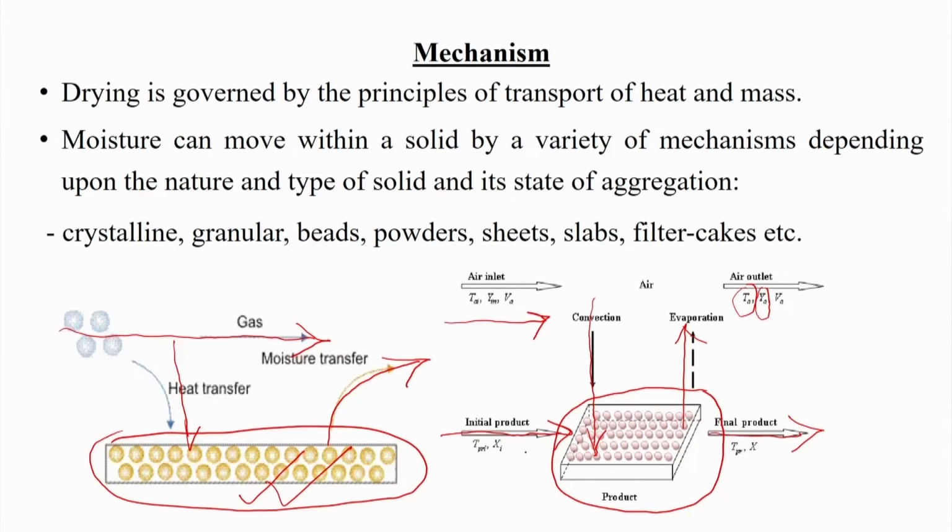If the moisture content in the initial product is Xi, and at any time as it comes from this product it is X, then the moisture content will definitely decrease from Xi to X. So Xi will be greater than X, because our target is to remove the water vapor from the initial material, and we will be getting a relatively less moist solid.